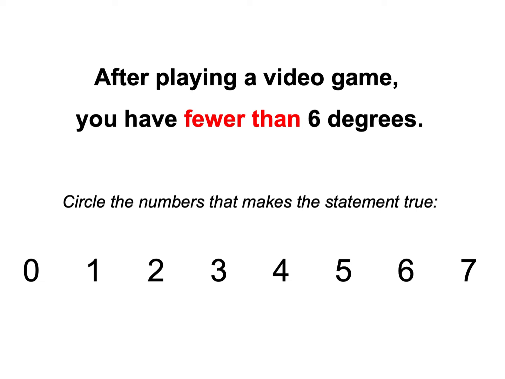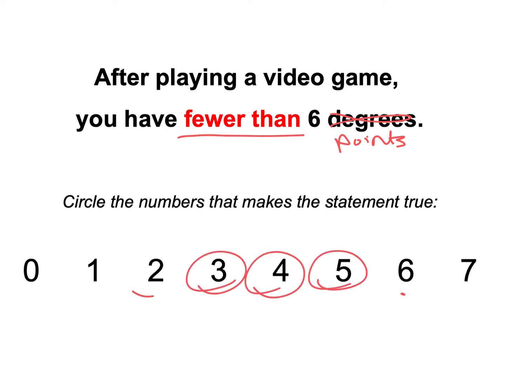After playing a video game, you have fewer than 6 degrees. This should actually be points and not degrees. Terribly sorry. But you have fewer than 6. So I cannot include 6, but I can include 5, 4, 3, 2, and 1.